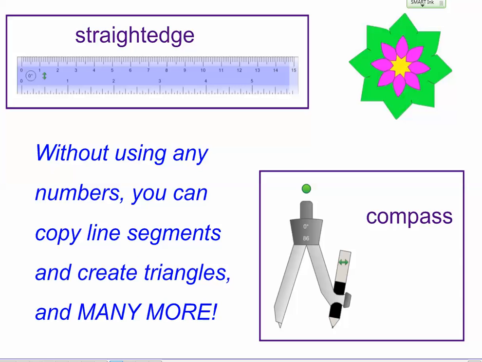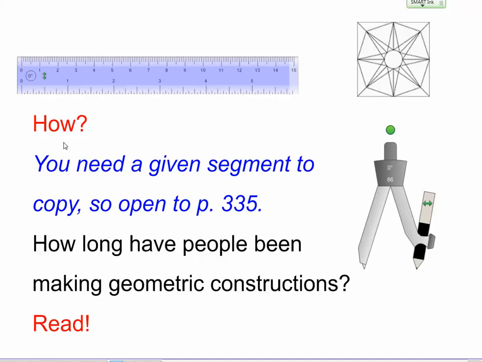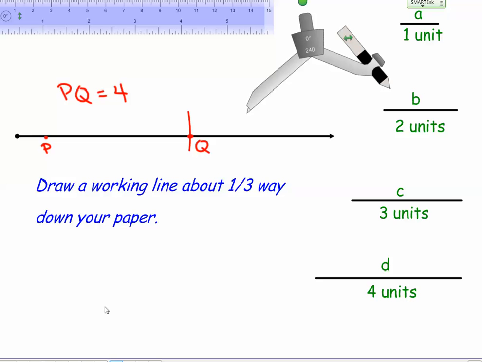So we just started very basically today by copying line segments and using addition and subtraction to make different line segments and to create triangles. But I showed you a lot of the artwork I have in class that is actually work produced by students doing really complex geometric constructions throughout the years. And I just asked how. Well, you need a given segment to be able to copy one. So the ones we copied are on page 335 in your book. Then I had you read that page to find out how long people have been doing this and what culture started this. And you found out that the Greeks have been doing this for 2,300 years. So this goes way back in time.